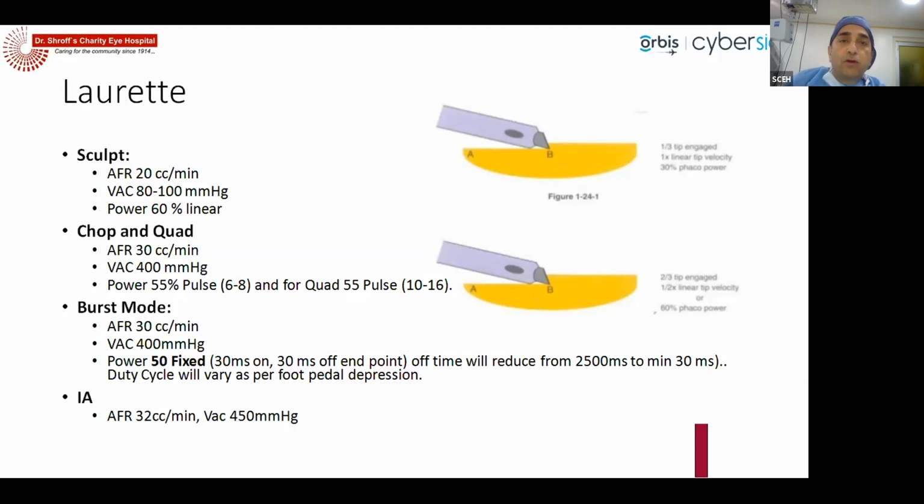When we are chopping or doing quadrant removal, you will increase the flow rates. Anything above 25, you can go up to 35 or something, depending on the capability of the machine. You can have higher flow rates, higher vacuum settings, and one would use a pulse power.